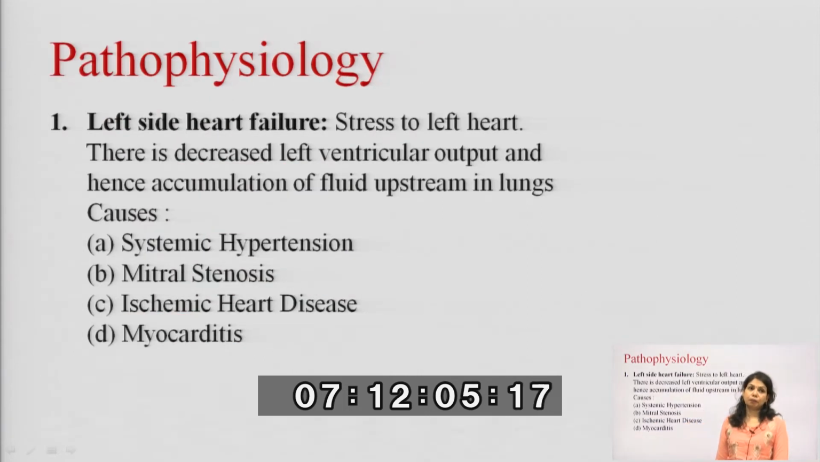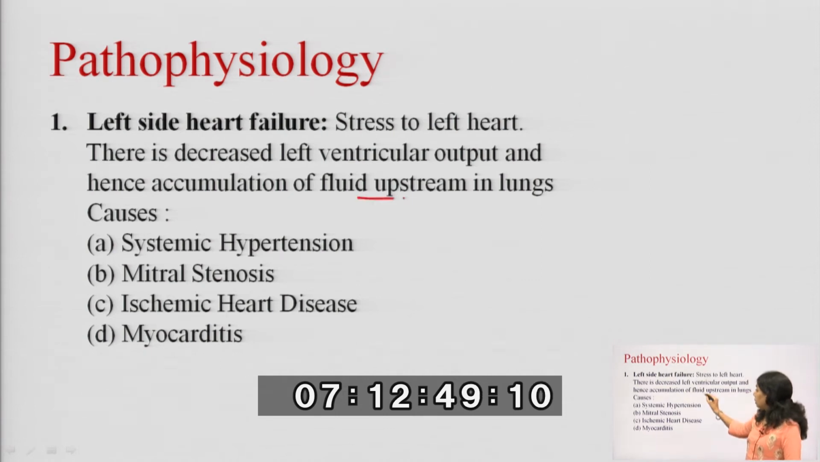Next is the pathophysiology. In the pathophysiology, we will deal with the different types of heart failure, that is, left side heart failure, how it occurs, and right side heart failure. Okay. So, stress to the left heart basically leads to left side heart failure. There is decreased left ventricular output, and hence accumulation of fluid upstream in the lungs. What does this mean?